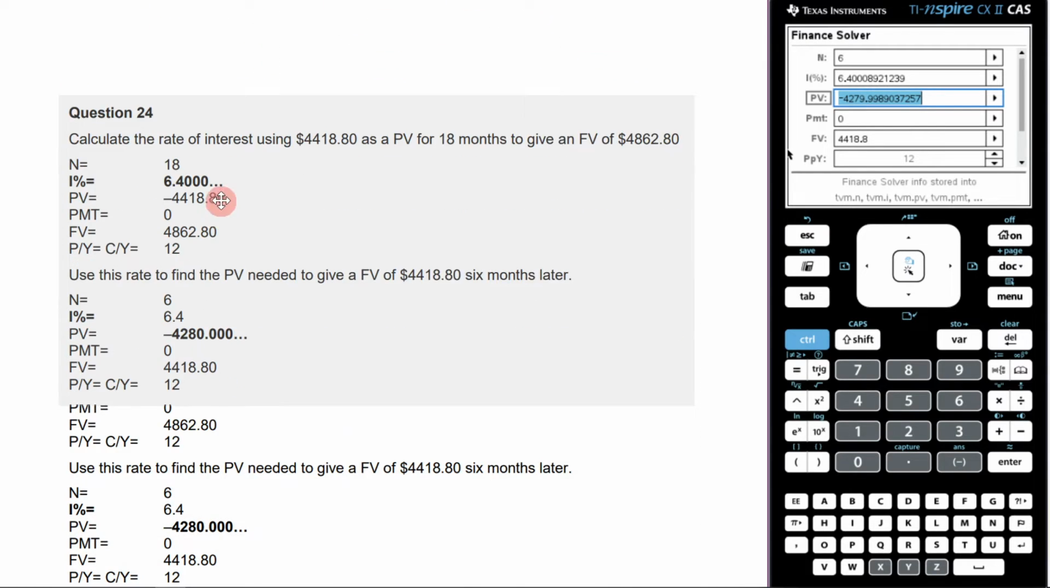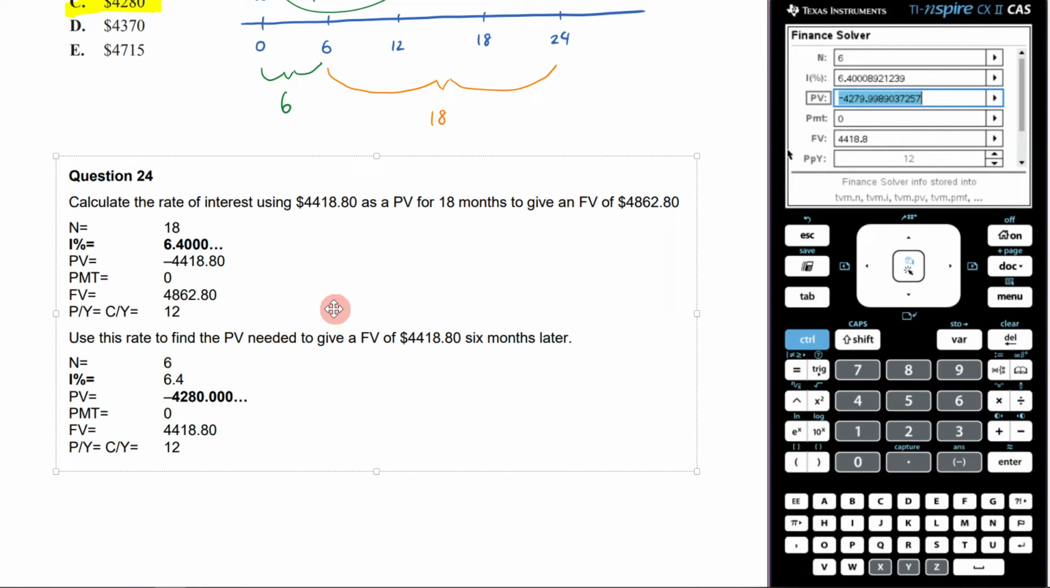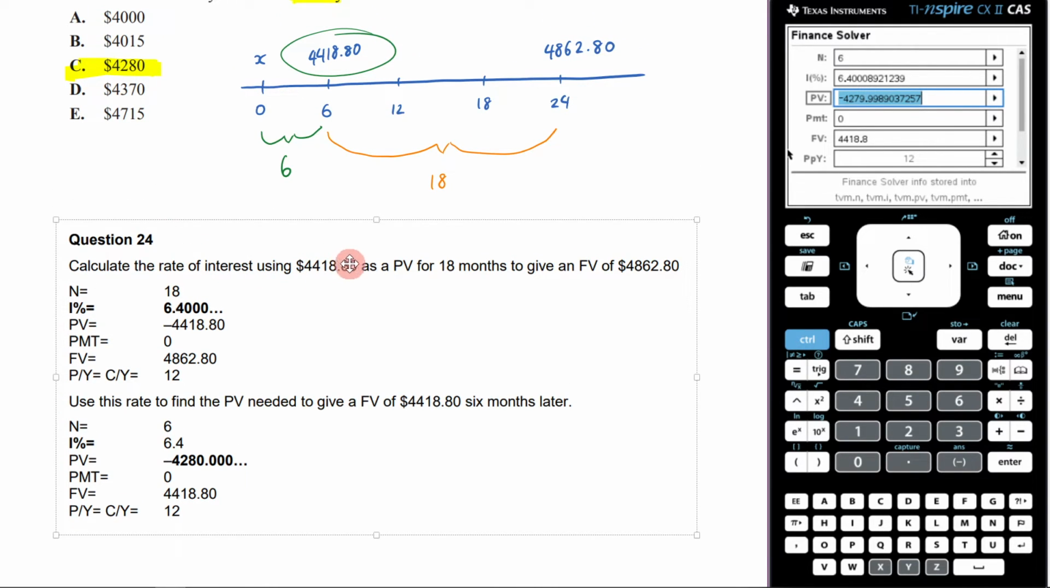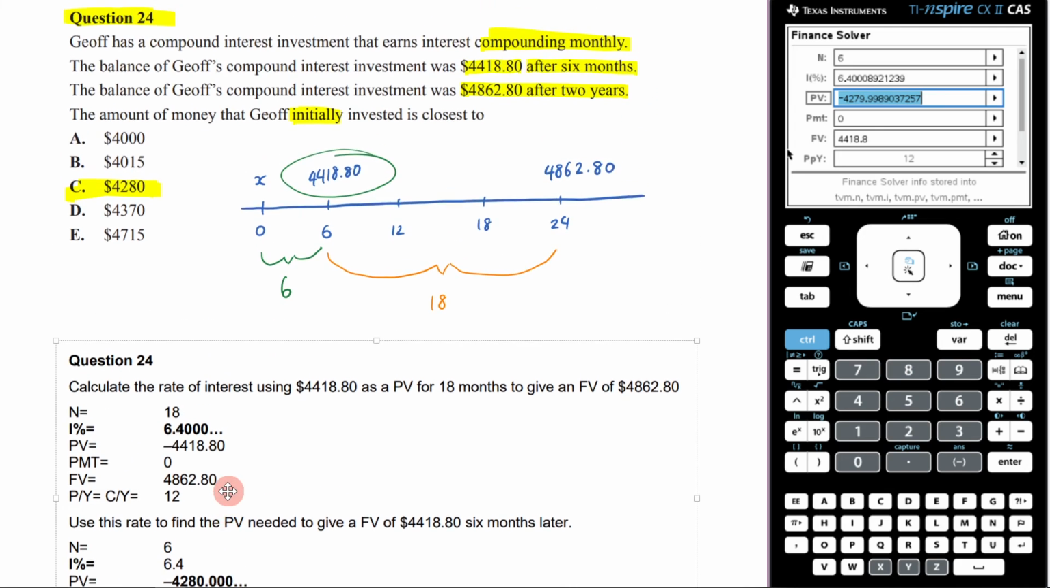Let's now look at the examiner's report, which shows you what we put into our finance solver to solve it. It says, calculate the rate of interest using this as the present value for 18 months to give the future value of this. So that's this 18-month period here, and that's exactly what we figured out to get our interest rate. And then using the rate to find the PV needed to find an FV of this 6 months later. So now we're dealing with this 6 months. And as you can see, 6.4, that is now where the present value is going to be. Just exactly what we put in there.